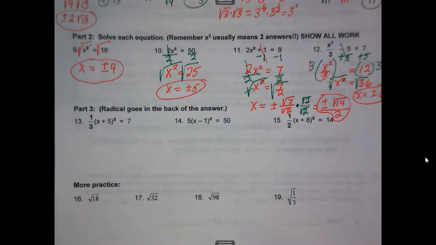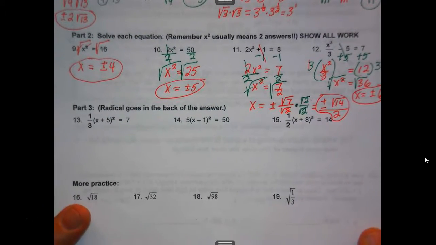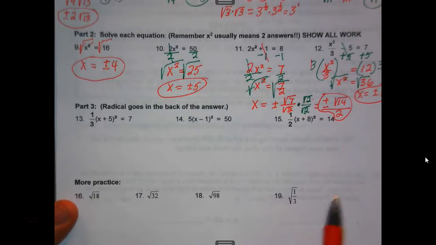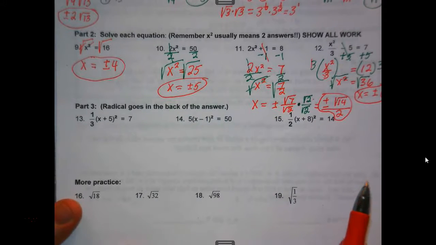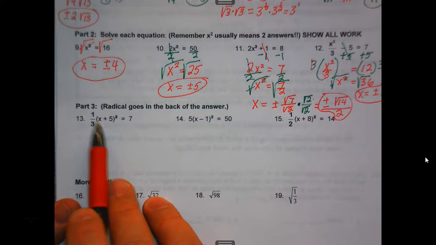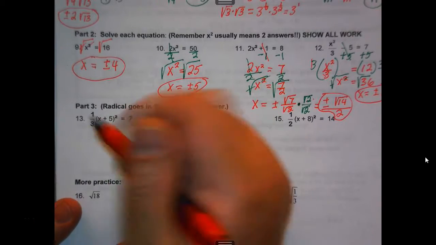Number 13. Number 3. They're giving us a hint. Radical goes in the back of the answer. Okay, well, whatever that means. All right, so I'm solving for x. I don't like fractions. How do I get rid of fractions?